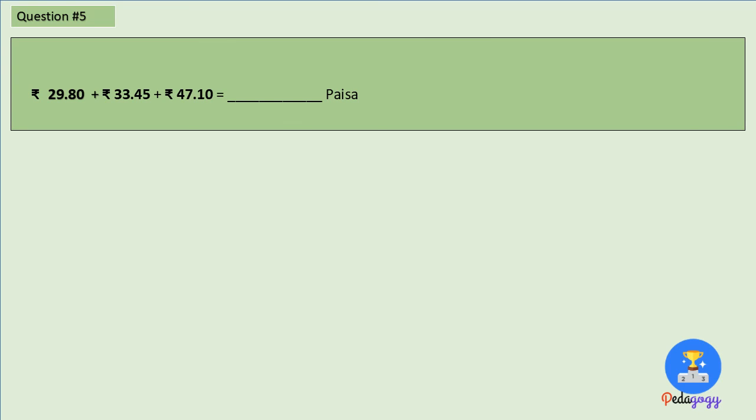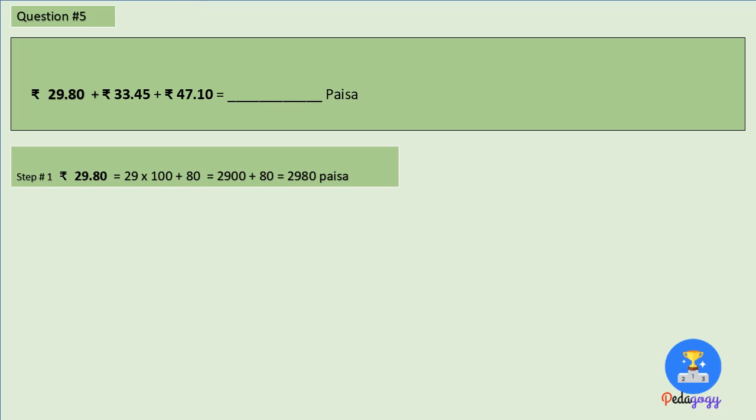Let's go to the question number 5. Find rupees 29.80 plus rupees 33.45 plus rupees 47.10 in paisa. So step number 1, find rupees 29.80 in paisa, which is, first we convert the rupee part into paisa, then add it to the paisa. That is 29 into 100 because 1 rupee is 100 paisa. So 2900 paisa plus 80 paisa, which is 2980 paisa.